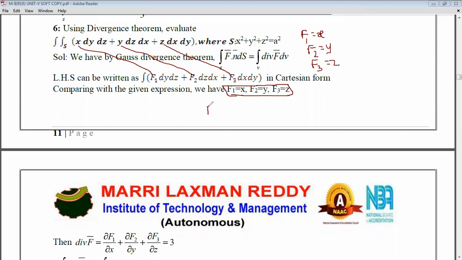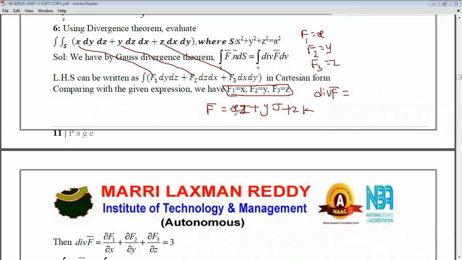From this we can write F bar is nothing but the given vector, xi plus yj plus zk, right? So this is F bar, xi plus yj plus zk. And now we need to find a dot product. It means we require the divergence of F bar. So if they mention this, you first have to identify F bar from the given problem, and immediately find the divergence of F bar.